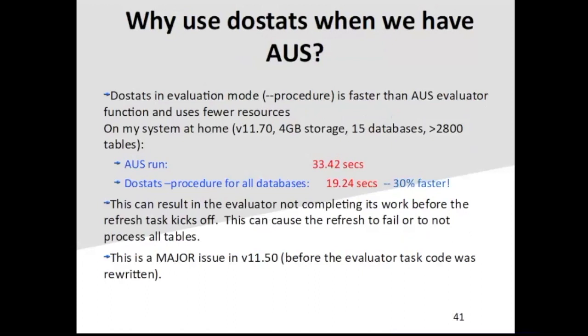Here's an example from my system. I ran AUS. It took 33 seconds to run on a specific database on my system, but DoStats did the same work in 19 seconds. So it's about a third faster. And that holds true no matter how big the database is. It is always about a third faster than the latest versions. It's much faster than the older versions.